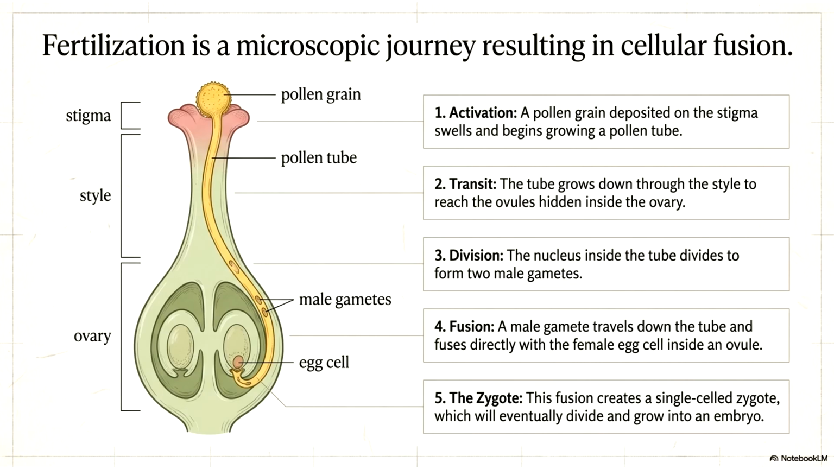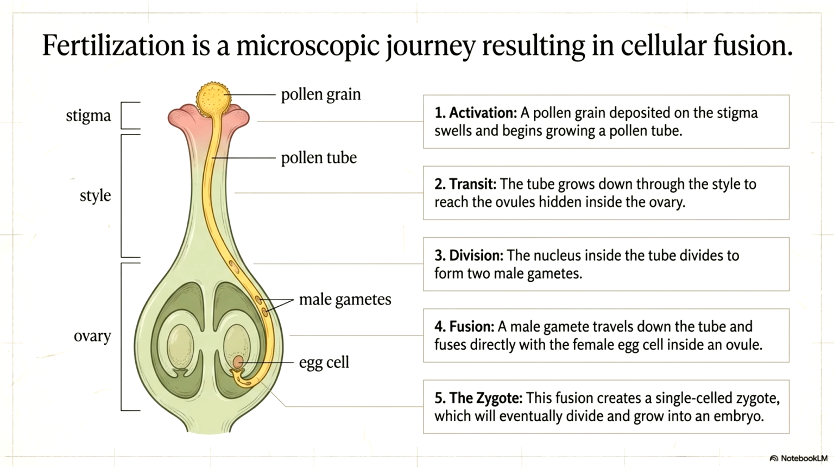So this is the most important slide, showing how fertilization takes place. First is activation: a pollen grain which comes from an anther is deposited on the stigma, swells, and begins growing a pollen tube. Then the tube grows down through the style to reach the ovules hidden inside the ovary. The nucleus inside the tube divides to form two male gametes while it is passing to the ovary.